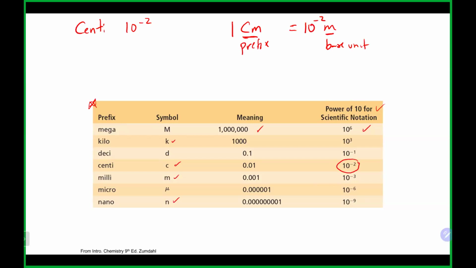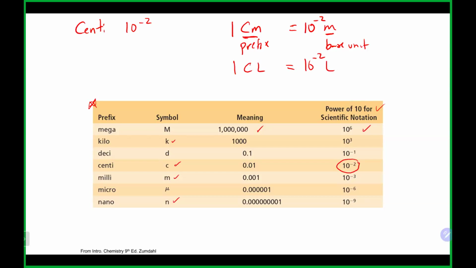It doesn't matter the base unit. And sometimes people get a little weirded out by that. Like, oh, all I learned was centimeters and meters. But if I had centiliters and liters, liters is the base unit here, and the other one's centiliters. It works the exact same way. 1 centiliter is 10 to the minus 2 liters. So it really doesn't matter the base unit. The centi is the important part, and that is always how you should use that.